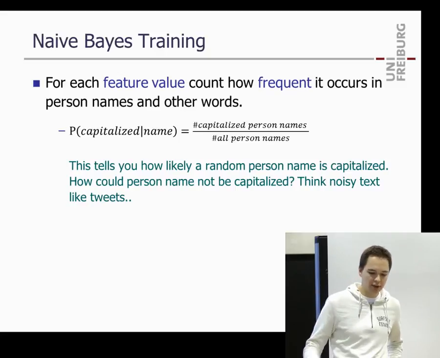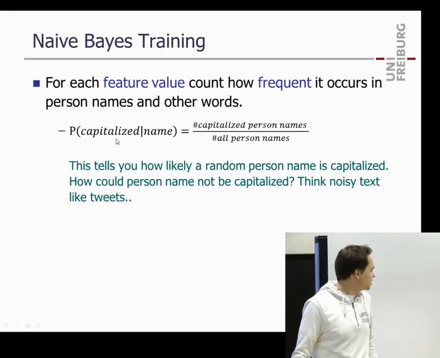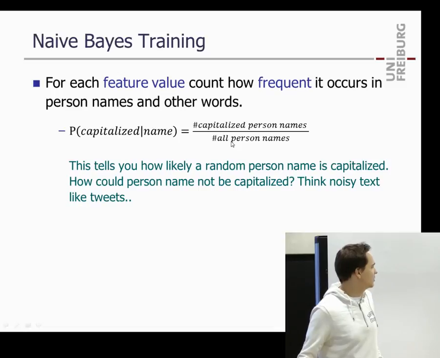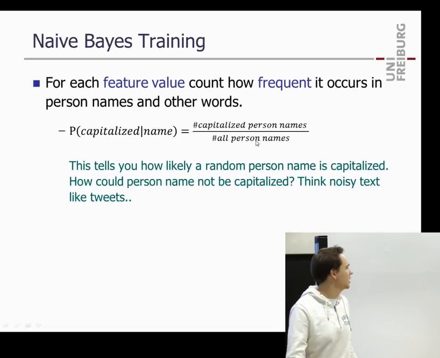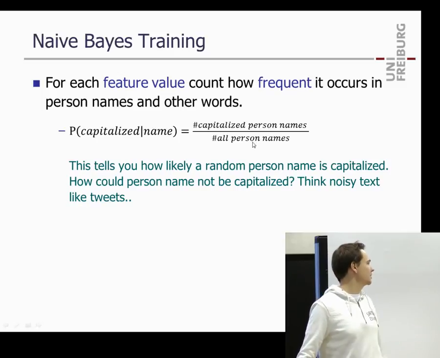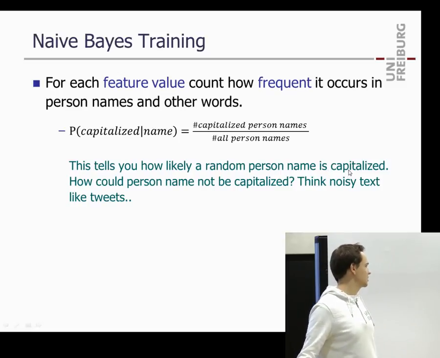So one example, if you want to know if a capital letter indicates a name, you'll just count how many of the person names you have are written with a capital letter and how many person names you have in total. And then you get something like 80% of the person names are written with a capital letter at the start. So this tells you how likely a random person name is to be capitalized. If you take any random person name, how likely is it that it's written with a capital letter?